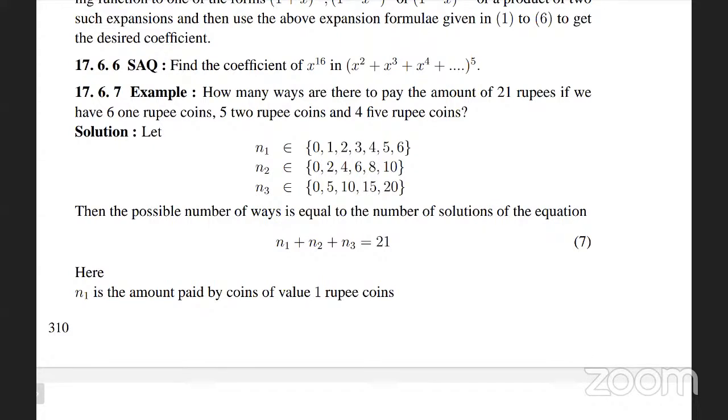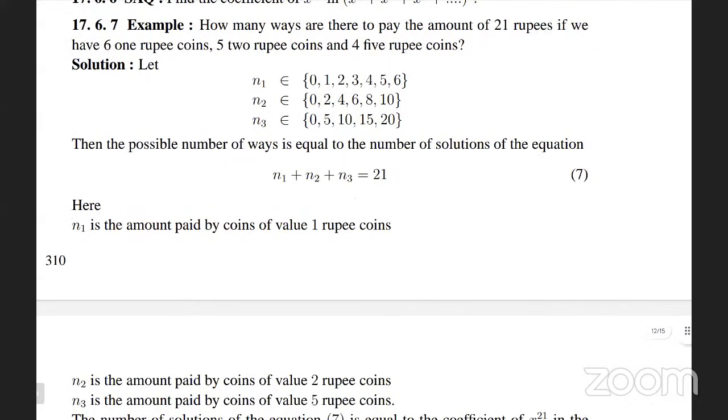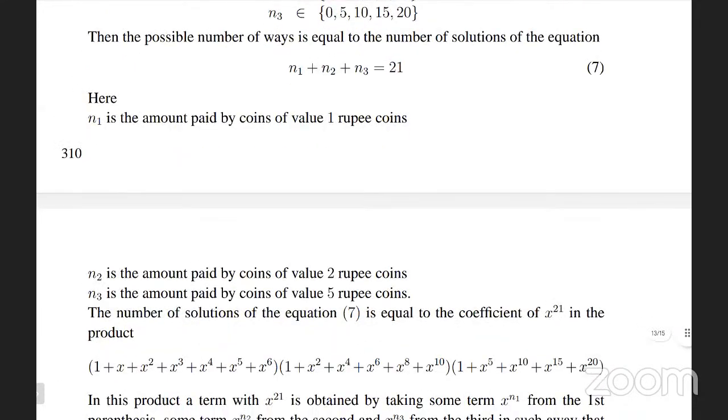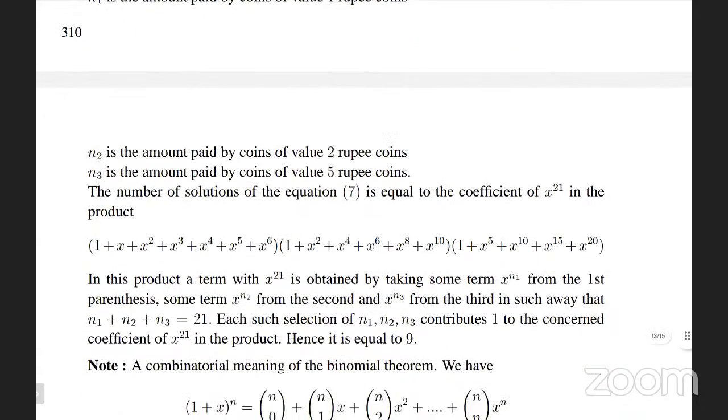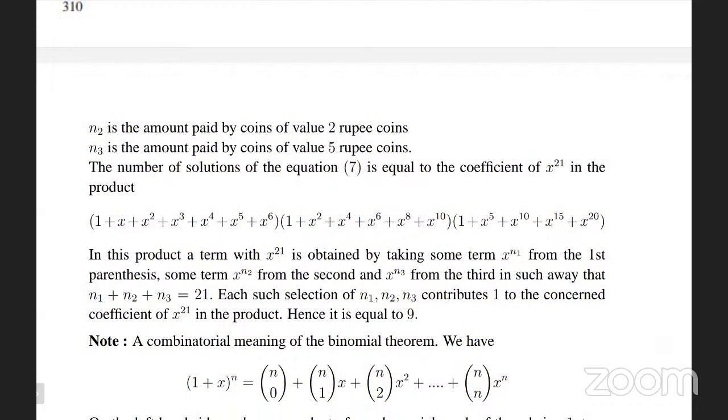So I can take the coins as 0, 1, 2, 3, and so on up to 5, 6, and another is 0, 2, 4, 6, 8, and 10, another 0, 5, 15. How many do we have? N1 plus N2 plus N3 equal to 21. So coins of ₹1, ₹2, and ₹5, I will distribute into (1 plus x square plus so on x to the power of 6) into (1 plus x square plus x to the power of 4, x to the power of 6, so on x to the power of 10) into (1 plus x to the power of 5 plus x to the power of 10 plus x to the power of 15 plus x to the power of 20). All together, I can get the coefficient of x to the power of 21 in the product.